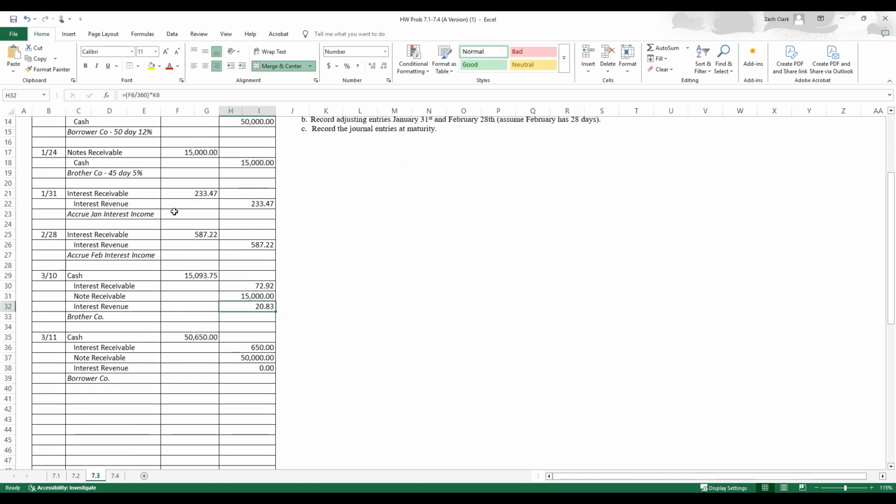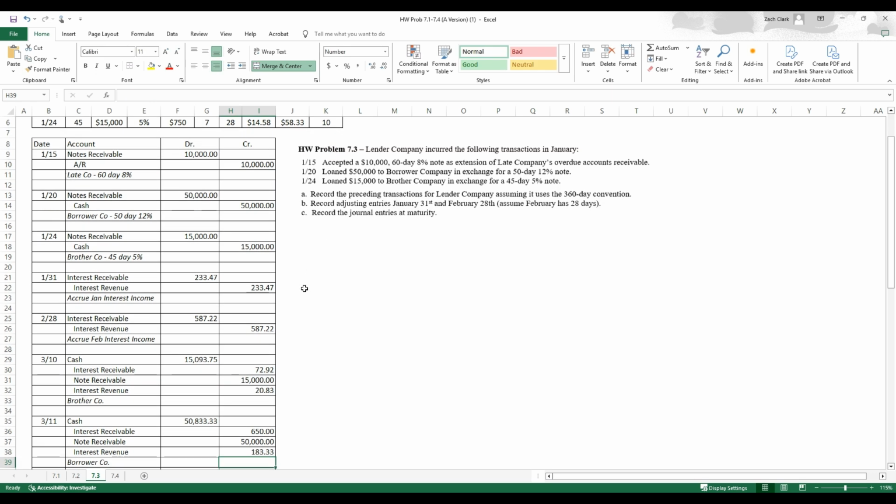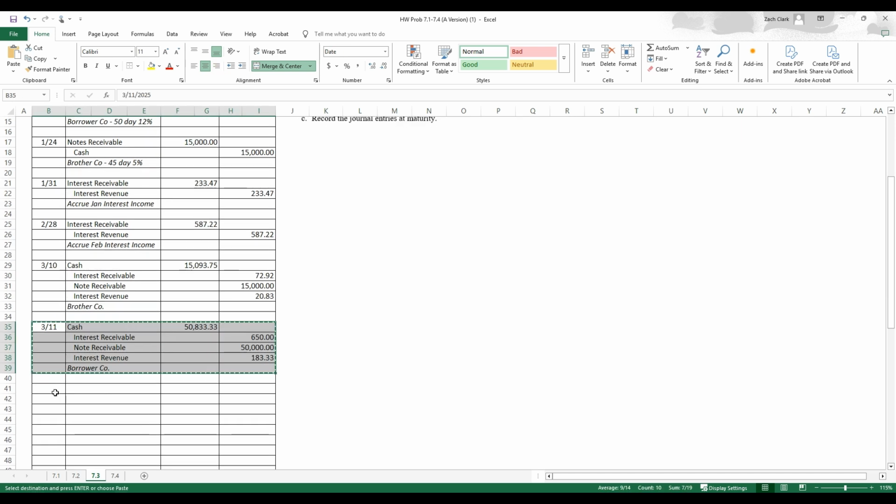Let me make sure this is working right. I'm going to copy the original formula and then paste it into the formula bar. And then we can see up here, this was related to that one. So we want to move this up to Borrower Company. And then this formula just adds all three of those. So they're paying us back $50,833.33. And we had originally just loaned them $50,000. So we're making money. Luckily, everyone's paying us back.